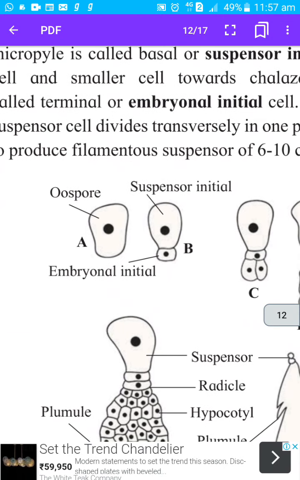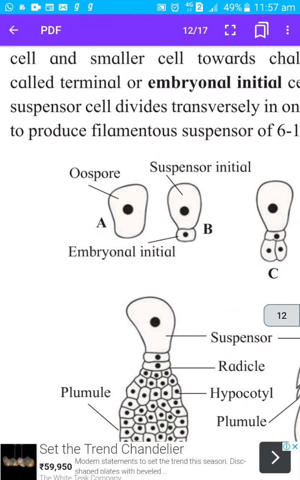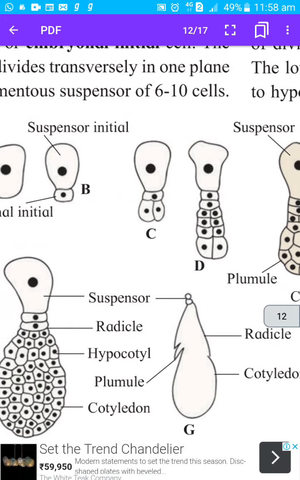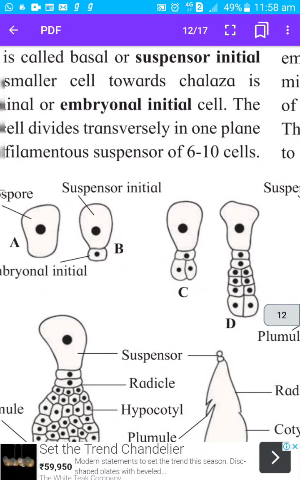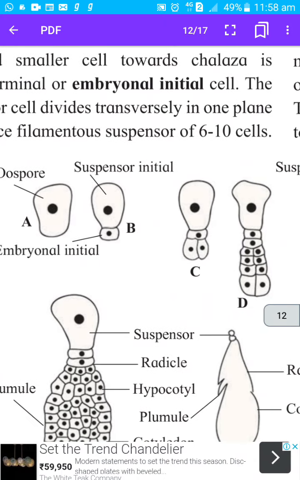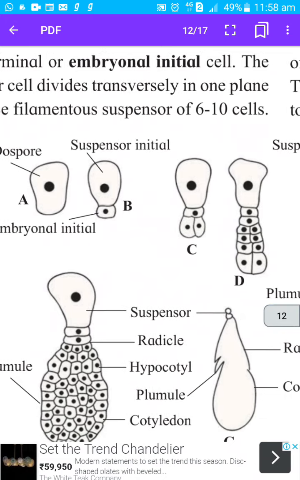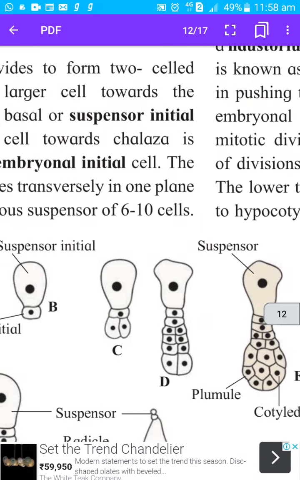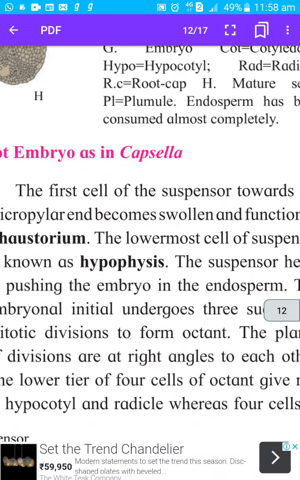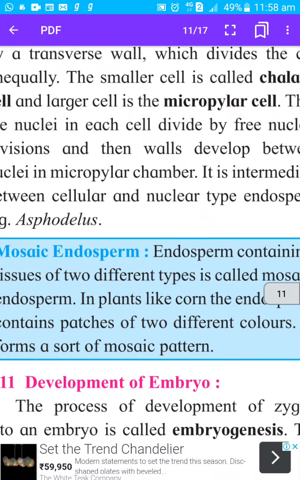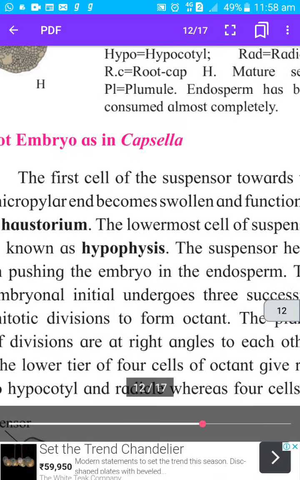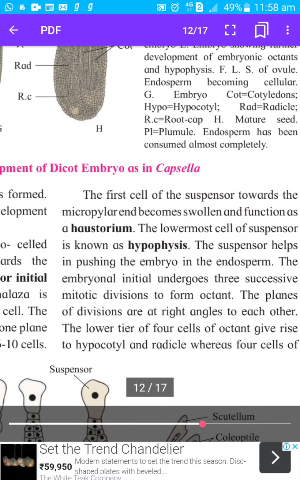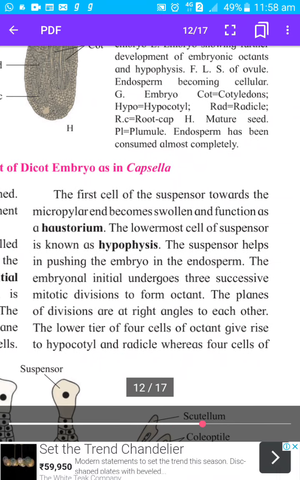The suspensor cell divides transversely in one plane to produce a filamentous suspensor of 6 to 10 cells. So as shown here, there will be division of this suspensor cell, and there will be formation of a filamentous suspensor of 6 to 10 cells. Then the first cell of the suspensor toward the micropyle end becomes swollen and functions as a haustorium. So what is meant by haustorium?